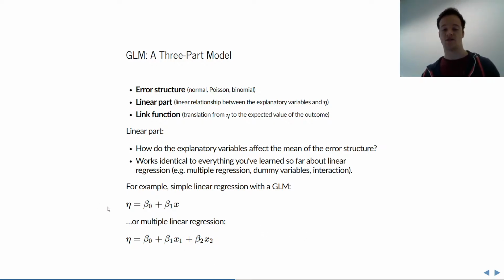We're explaining something called eta, and that eta we're going to translate with the link function to the error structure. But this part, you've already seen this many times. This is intercept plus slope times explanatory variable for simple linear regression. And for multiple linear regression, just add more terms. So here's another slope and another explanatory variable. So that's the only thing that's really changed.